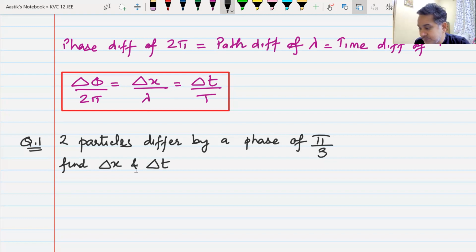Two particles are given to you, and they are not in the same phase. They have a phase difference of pi by 3. Can you tell me the difference in their paths and the difference in their times? You will have 2 minutes.